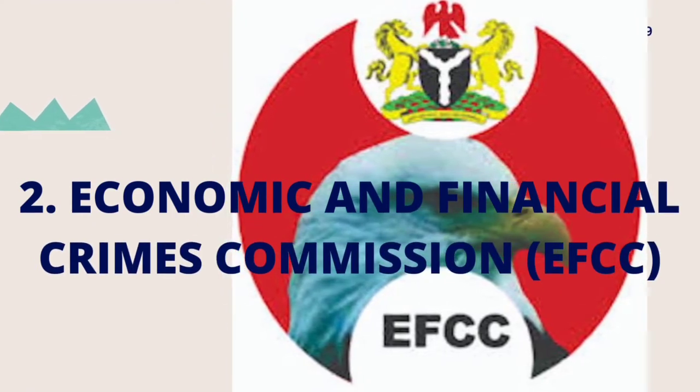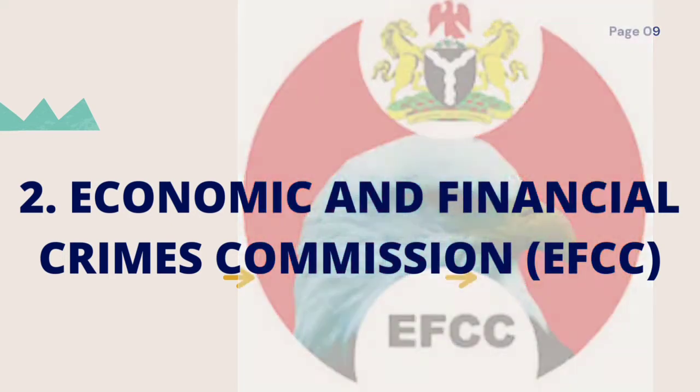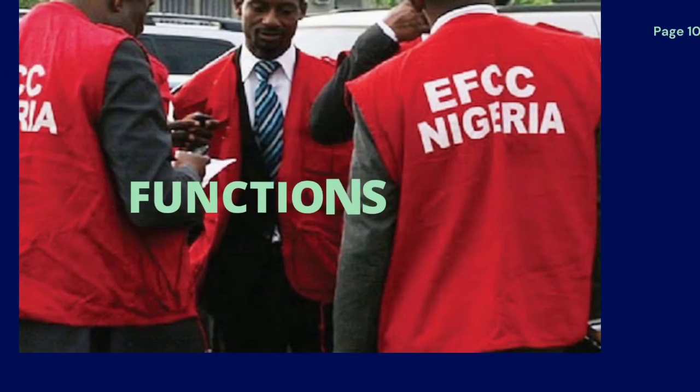Next is Economic and Financial Crimes Commission, EFCC. This is a Nigerian law enforcement agency that investigates financial crimes such as advance fee fraud, which is 419, and money laundering. EFCC investigates people in all sectors who appear to be living above their means. EFCC was established in 2003. The head office is in Abuja. The executive chairman is Abdulrasheed Bawa.